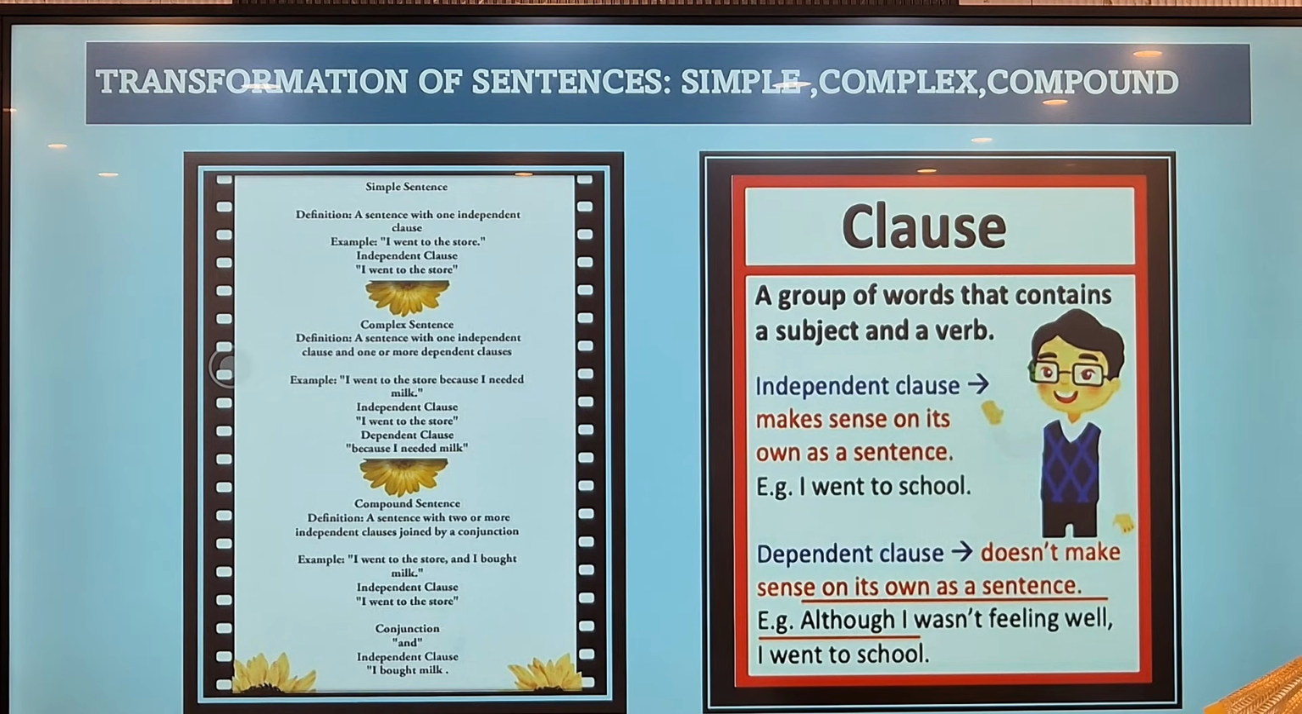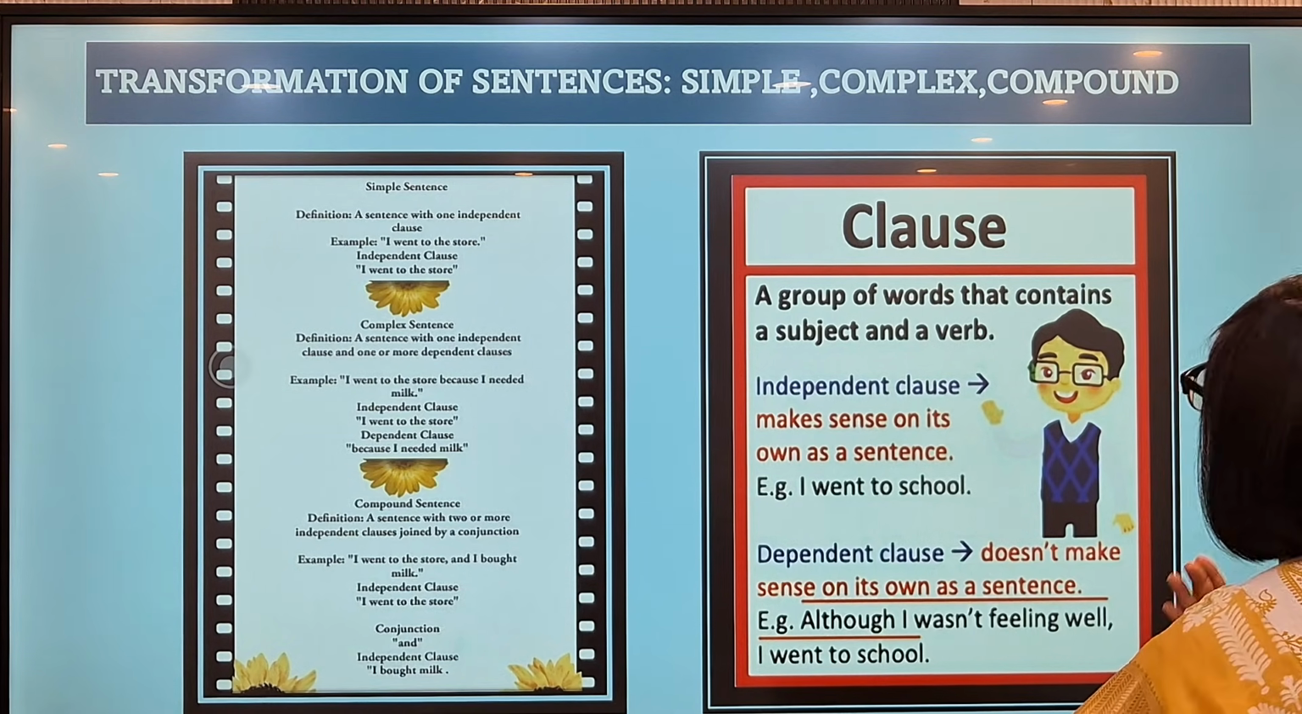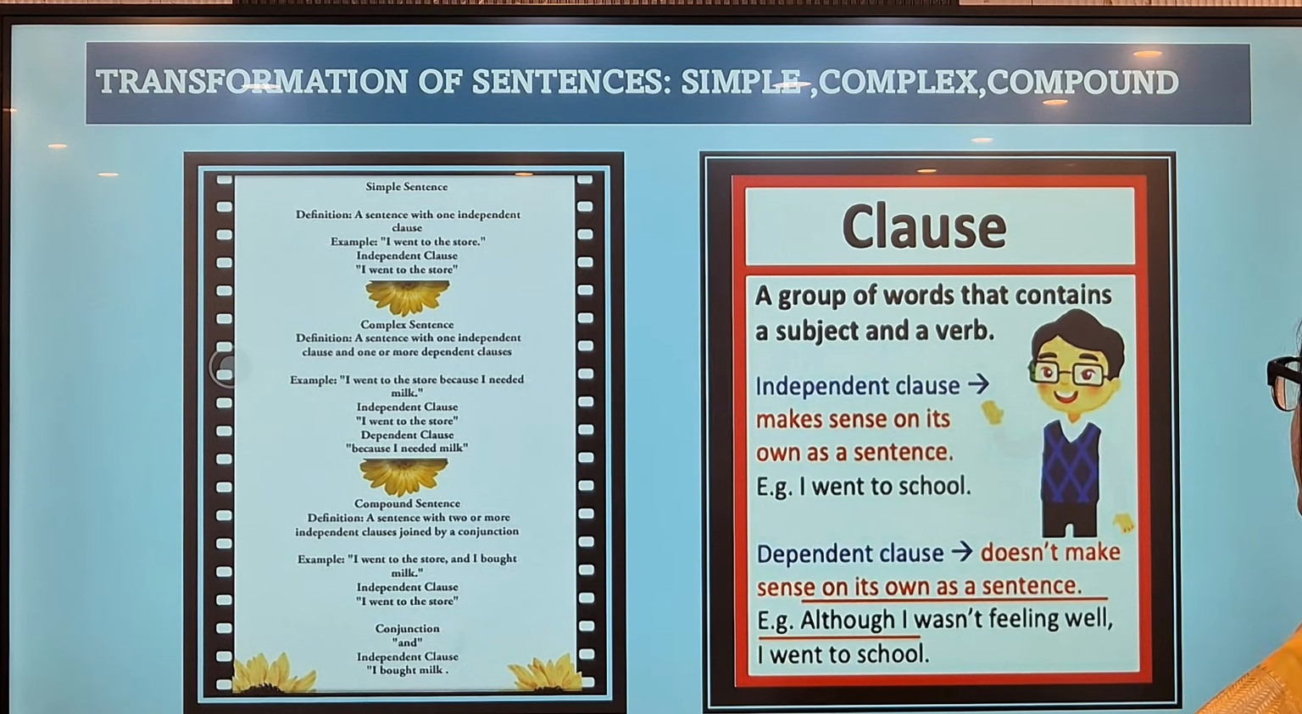Both of these sentences can stand on their own. These are independent clauses. So these two independent clauses are joined by the conjunction and. So this is a compound sentence because it has two independent clauses joined by a conjunction, and. Here it is, and. So we have known about simple and complex sentences and about dependent and independent clauses.